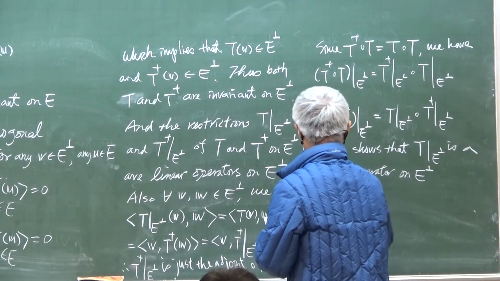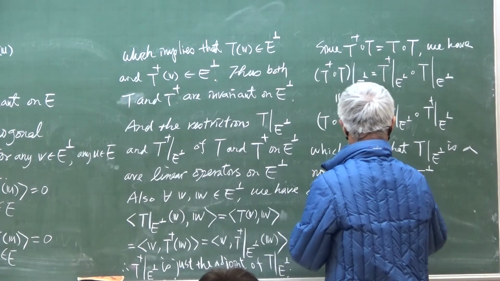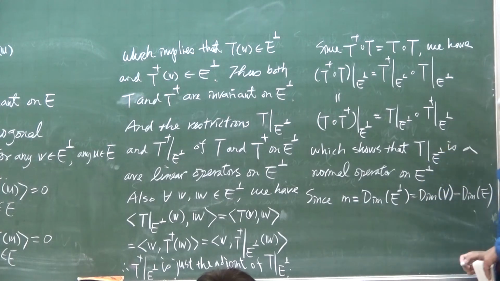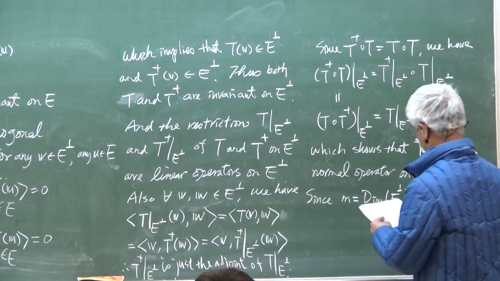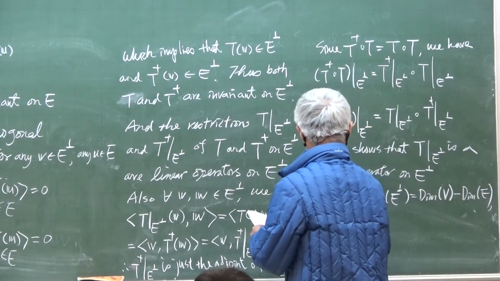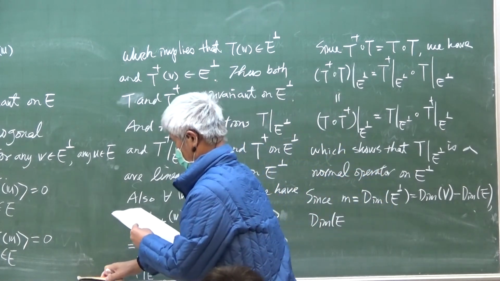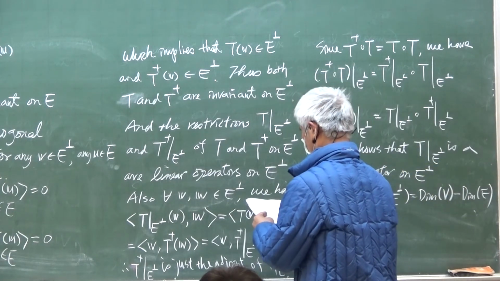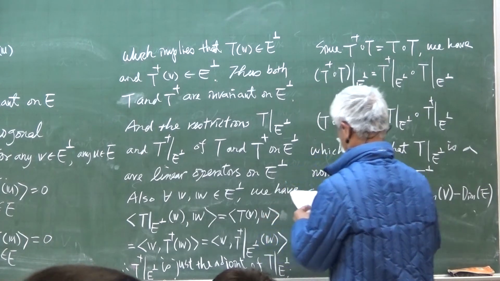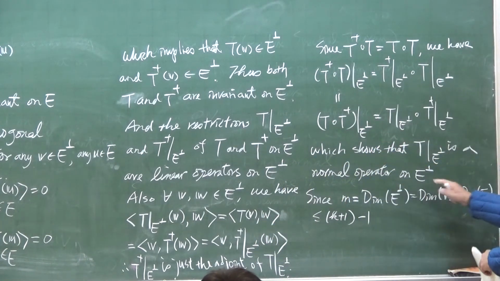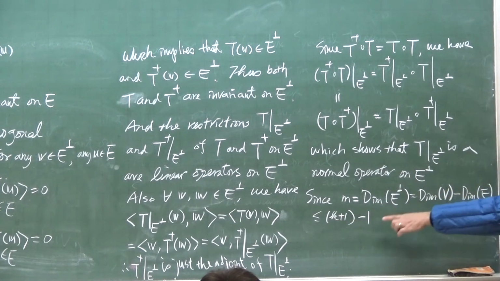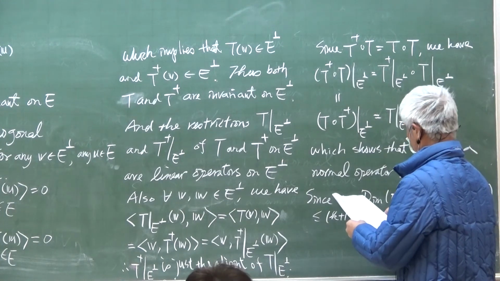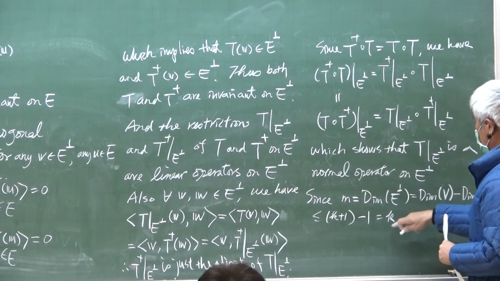Now, since the dimension M of this E perp is the dimension of V minus the dimension of E, okay? So this is less than or equal to K plus 1 minus 1, because the dimension of V is K plus 1. But the dimension of E is at least 1, because it's a null space. So the bound is K. Alright, so the dimension of E perp is at most K.